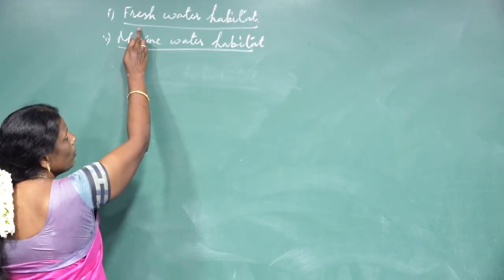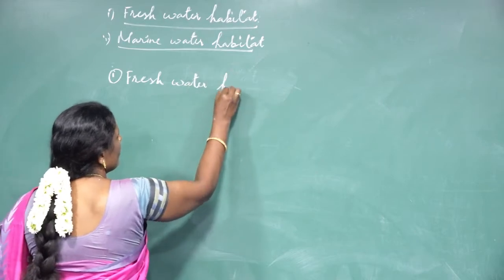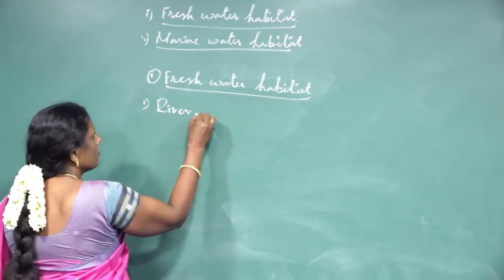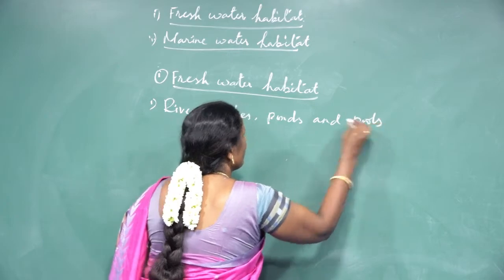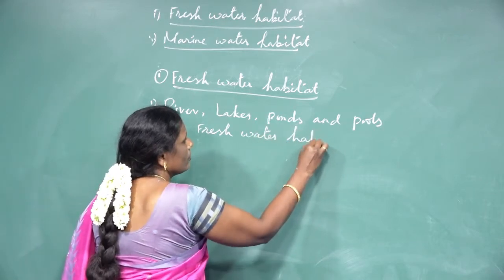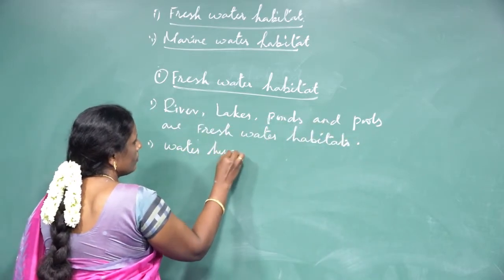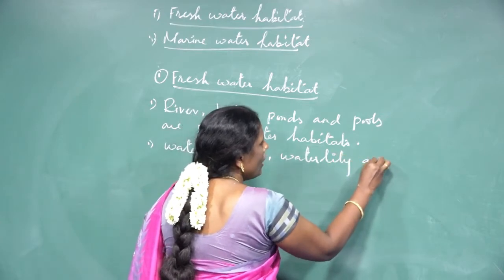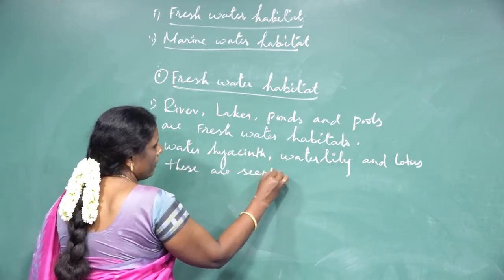Okay, children, now we have to see about freshwater habitat. Rivers, lakes, ponds, and pools are freshwater habitats. Water hyacinth, water lily and lotus. These are seen in freshwater habitat.